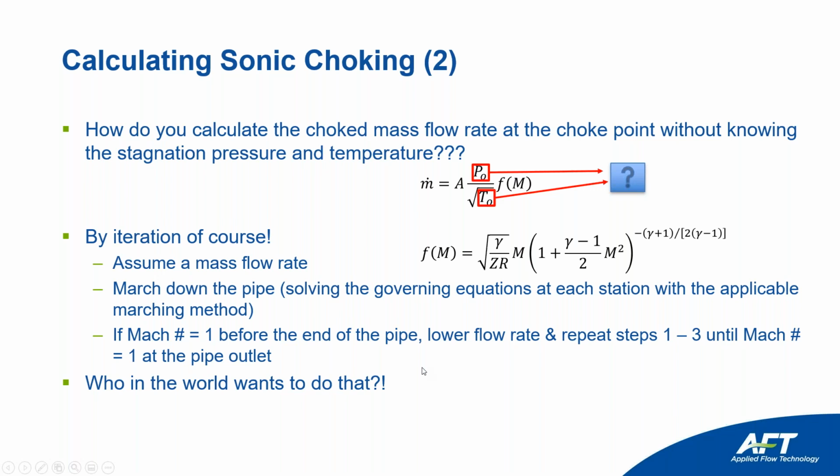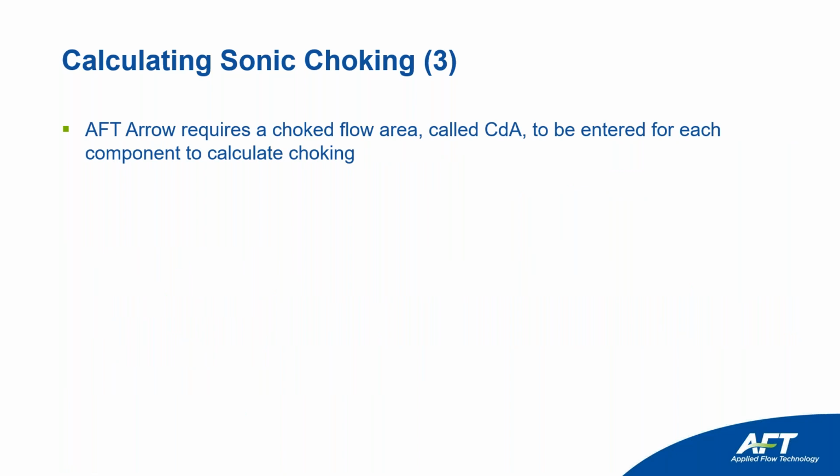Who in the world wants to do this iteration? Let AFT Aero do this for you. Now, again, if you're going to do the sonic choking calculations, AFT Aero requires a choked flow area, which, as I mentioned before, I used the term flow area. I also used the term vena contracta. We can also call this a CDA value. And so the CDA value represents that flow area through a choke point.